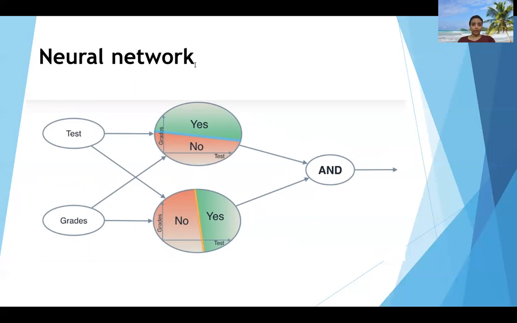Neural networks are very powerful machine learning algorithms used in most projects like facial recognition, voice recognition, playing chess, and self-driving cars.